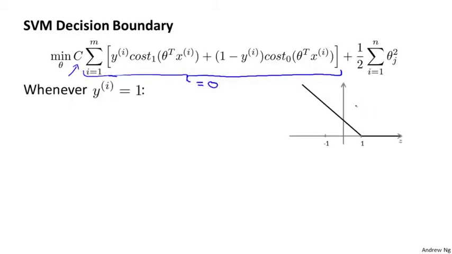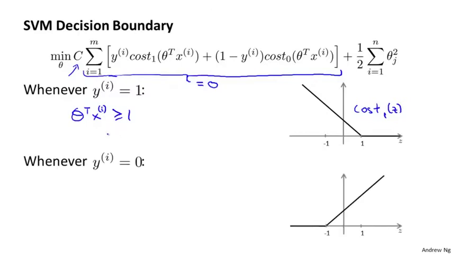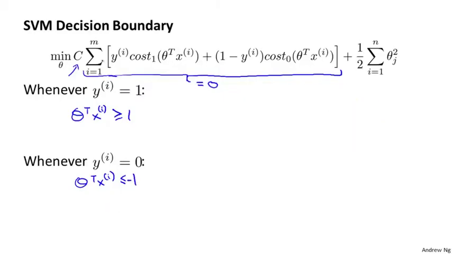So we saw already that whenever you have a training example with a label of y equals 1, if you want to make that first term 0, what you need is to find the value of theta so that theta transpose x i is greater than or equal to 1. And similarly, whenever we have an example with label 0, in order to make sure that cost0 of z is 0, we need that theta transpose x i is less than or equal to -1.